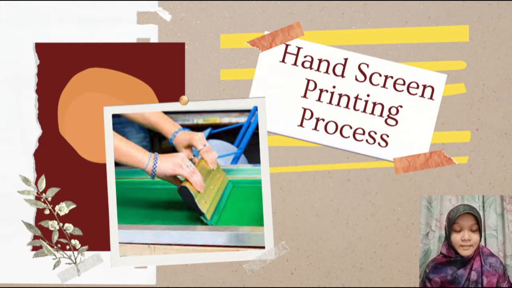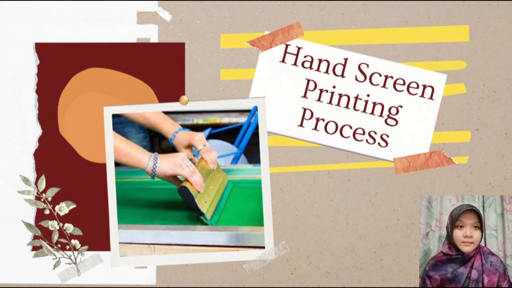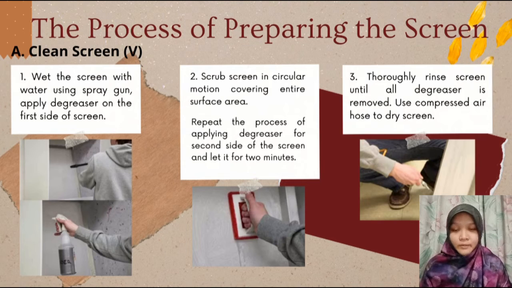So, in the next slide, we are going to talk about the hand screen printing process. There are many processes for hand screen printing. The first one, we are going to talk about the process of preparing the screen. For this type of screen, which is a clean screen, the first step we have to do is to wet the screen with water using a spray gun and apply degreaser on the first side of the screen.